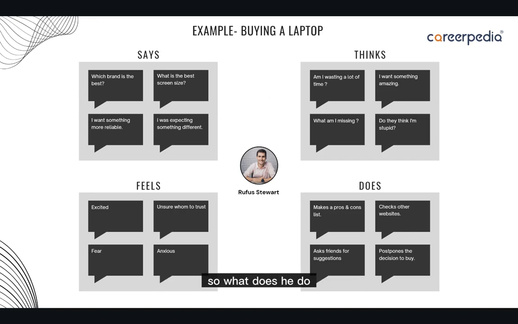So what does he do? So basically he goes home, makes a list of pros and cons. Then he checks every website, compares them. He asks his friends for suggestions. Also, he doesn't have to buy it instantly, so he can wait for a while and make his decision properly.